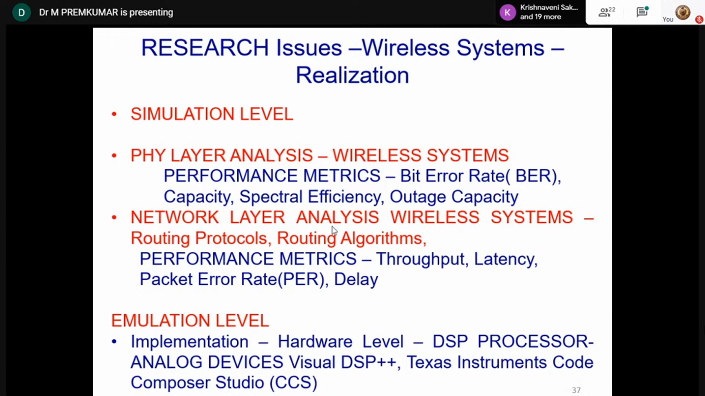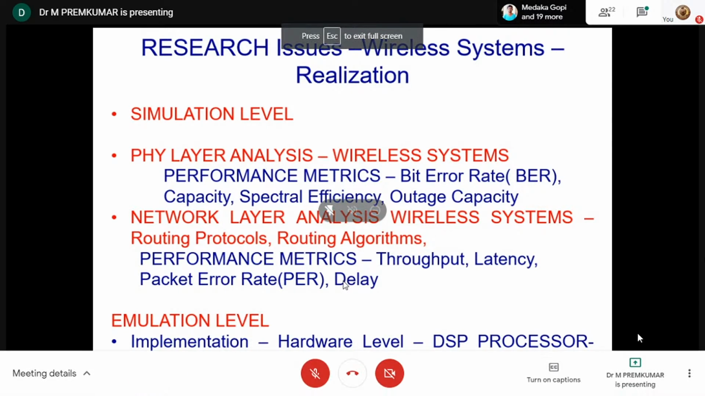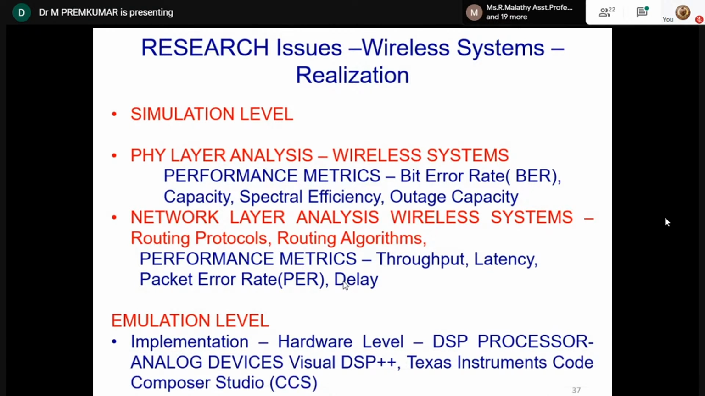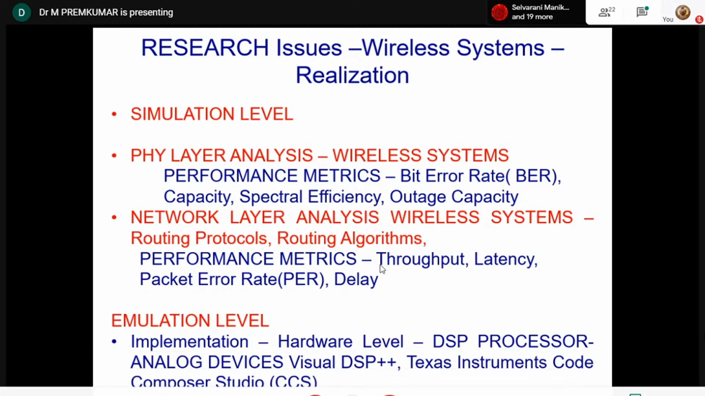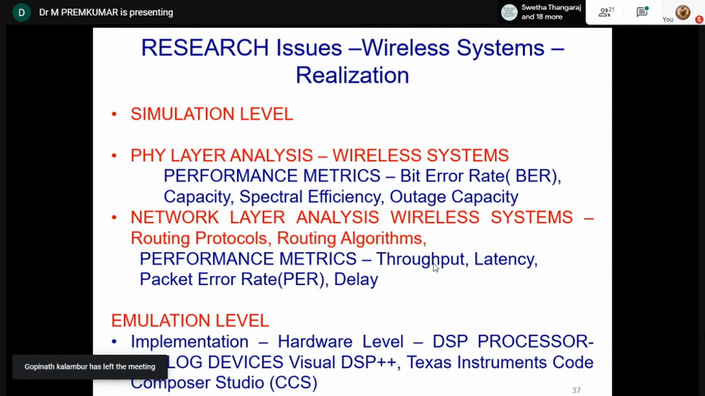Then regarding the network analysis, you can contribute in routing protocols and routing algorithms. You might think this is a research oriented problem, but you can provide cost effective solutions, with no investment, only contribution of algorithms, either at the baseband side or the backend side. Whereas if you take the front end RF section, obviously we have to invest in fabrication. For the network layer analysis, the performance metrics are throughput, latency, packet error, and delay.